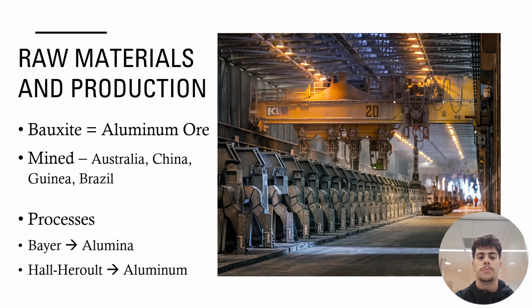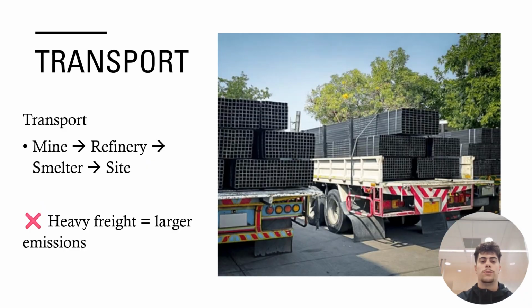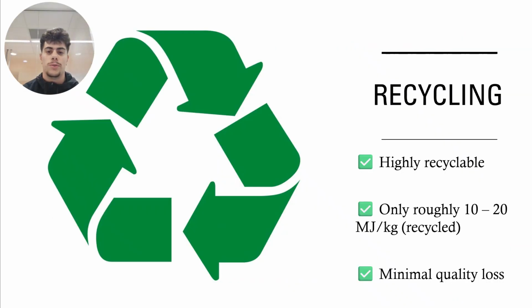Aluminium is produced from bauxite through energy-intensive processes like the Bayer and Holt-Héroult methods. It has very high energy use and emissions, mainly from electricity during the smelting process. The material requires extensive transport from mine to refinery to smelter and finally the worksite, but is highly recyclable with much lower energy needed when reused, which in the long run offsets some of the initial transport cost.